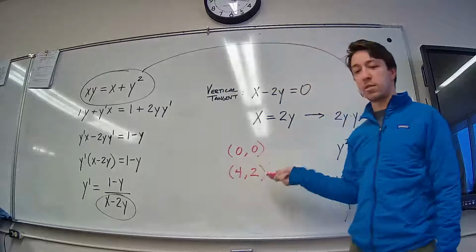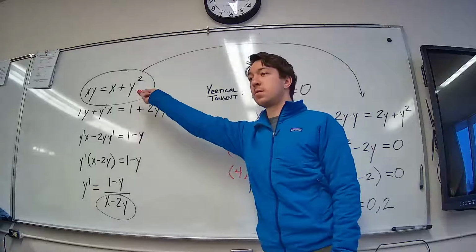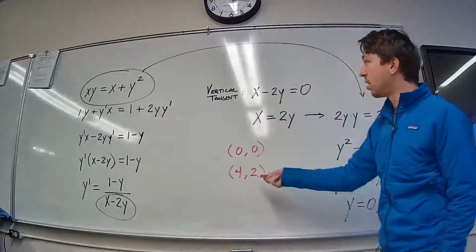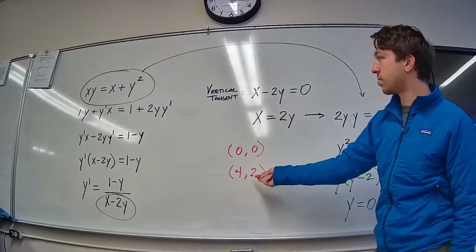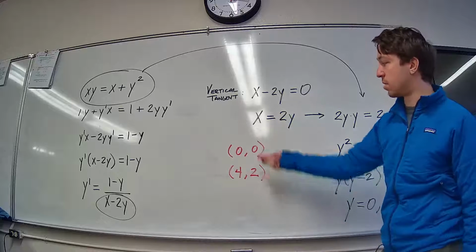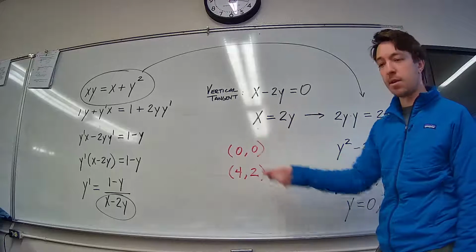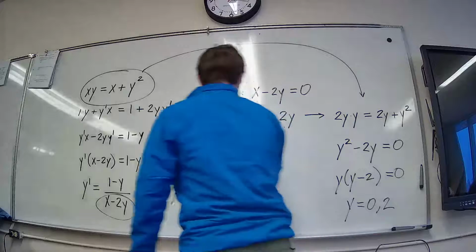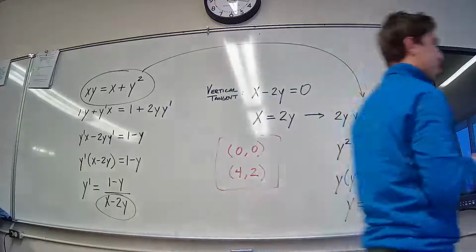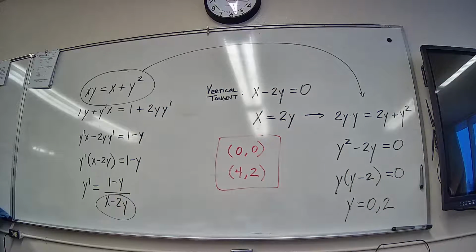We have to make sure that those points actually are on this curve, so you have to make sure they satisfy both. Does 4, 2 work? Yeah. Does 0, 0 work? Sounds a bit easier. But yeah, so the answer is those 2 points. And then let's check our answer as we like to do.